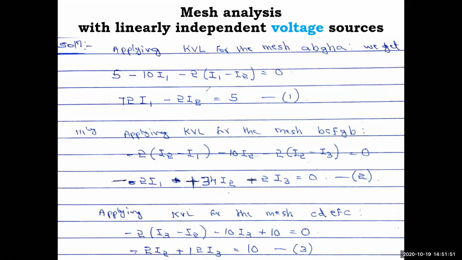So here one thing is, the I3 term is not there in the first equation, it is 0. In the second equation all three terms are there. And in the third equation you don't have the I1 term, so you need to write it like 0 I1 minus 2 I2 plus 12 I3 equal to 10. Now you have to substitute this in the equation and solve. Solving this, you will get the values.